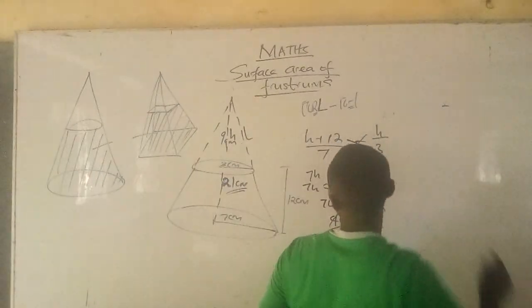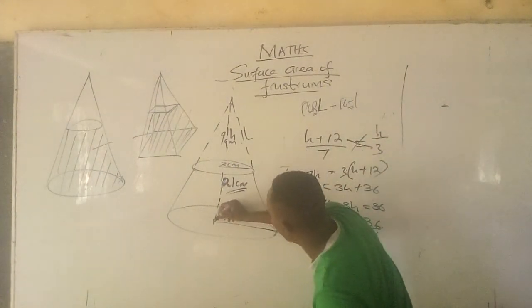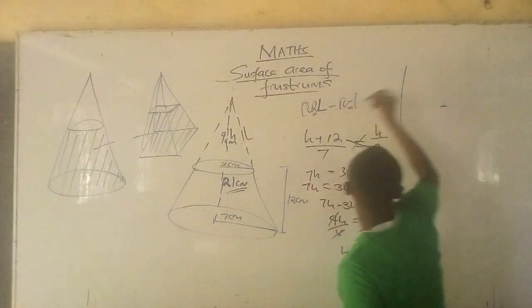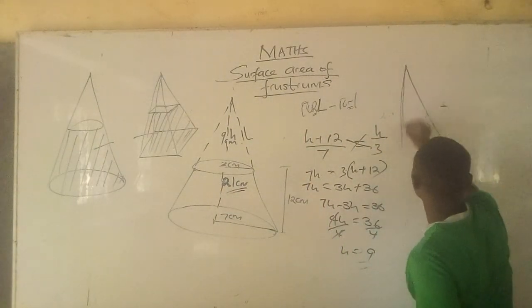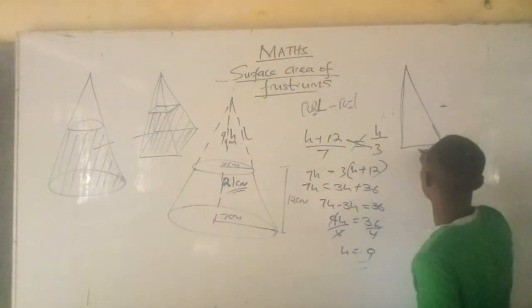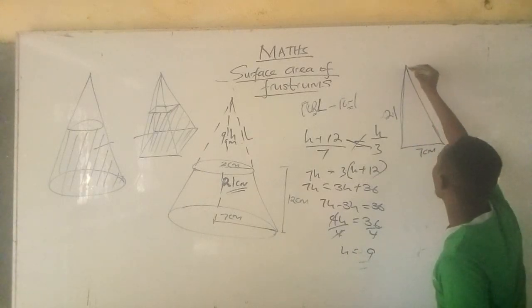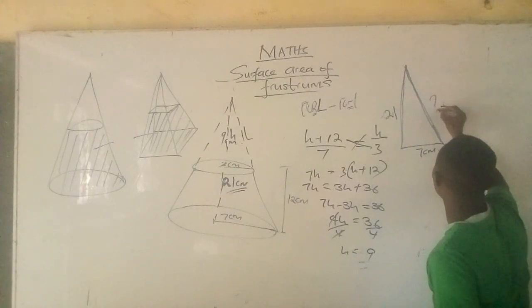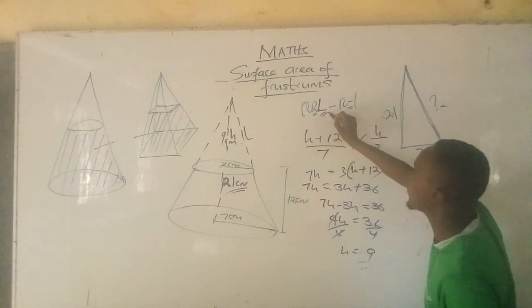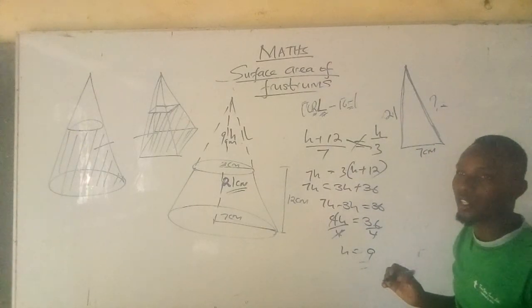Let's just draw a small diagram to represent this part. Suppose it looks like that. Our radius is 7 centimeters. Our total height is 21. Now we are interested in this part because our formula wants us to look for the slanting height. So we are going to use the Pythagoras theorem method.